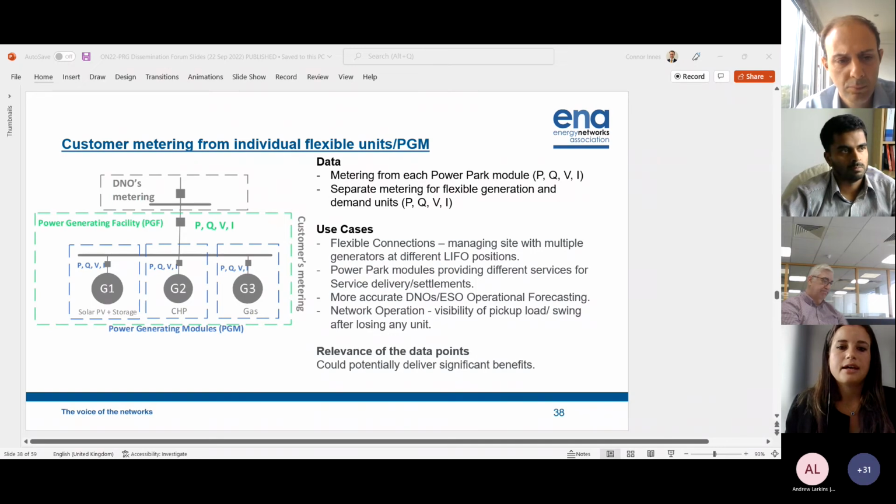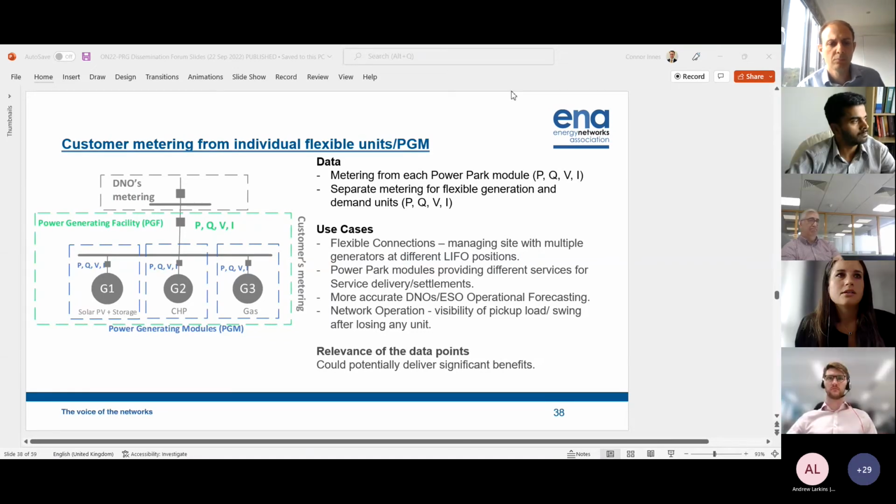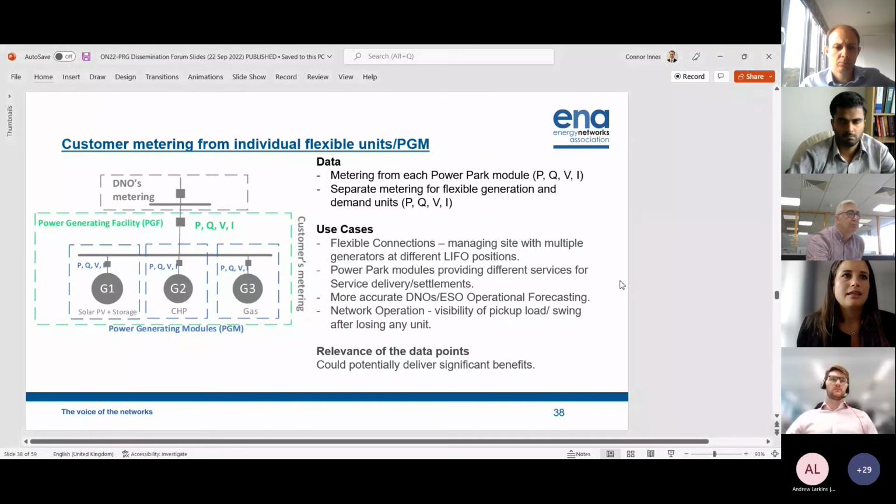So the first data point is the metering from each Power Park module. You can see on the drawing on the left that this represents the metering from each power generating module rather than metering from the power generating facility. The DNO will have visibility of the DNO metering, which is at the top, but what we are looking at in this specific use case is the blue metering.